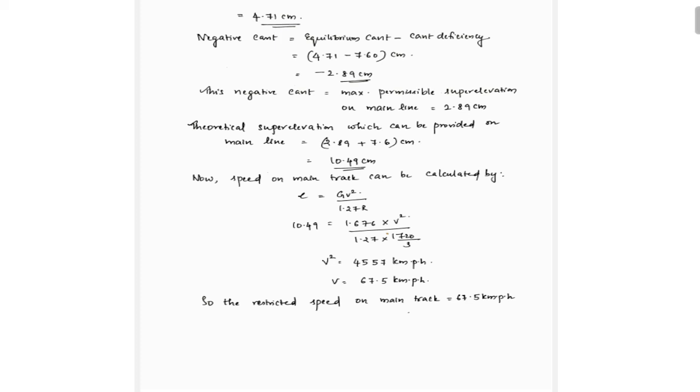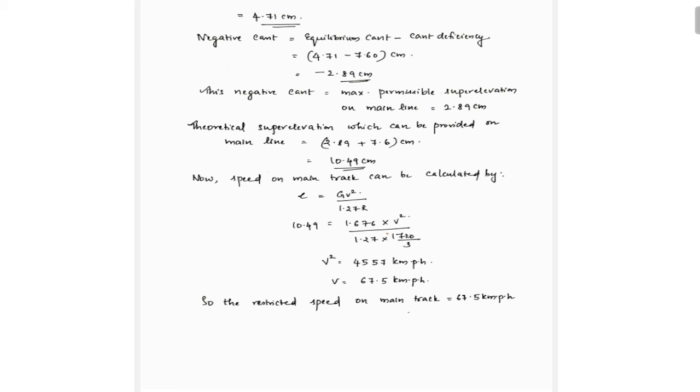As per the procedure, negative cant can be found out by subtracting the value of cant deficiency from equilibrium cant. Okay, I'll tell you what is the logic behind this. We know that the cant deficiency is equal to theoretical cant minus actual cant. Theoretical cant is the cant or super elevation which we provide for the maximum permissible speed. Clear? Now, in order to understand what is the actual cant to be provided on the branch line, what we do? From theoretical cant, we can subtract the cant deficiency.